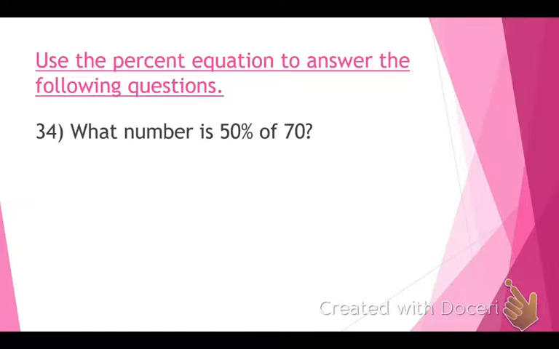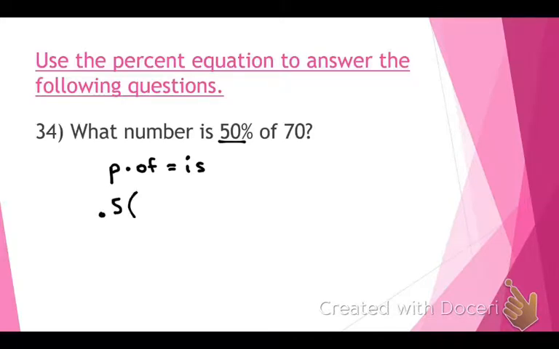Once again, it says to use the percent equation to answer the following questions. So what is the percent equation? All right, do I know my P? Yes. What is it? 0.5. Why did you change it to a decimal? Because you can't do it with a percent. You can't put 50% down there. 50% means 50 over 100, which is the same thing as 0.5.